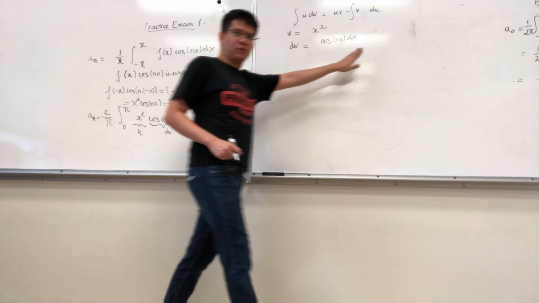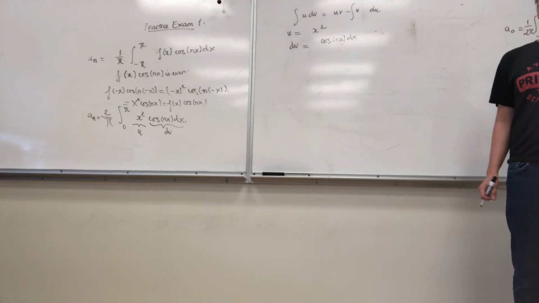Right. So in this case, what is v? Sine of x over n. Sine of nx over n.